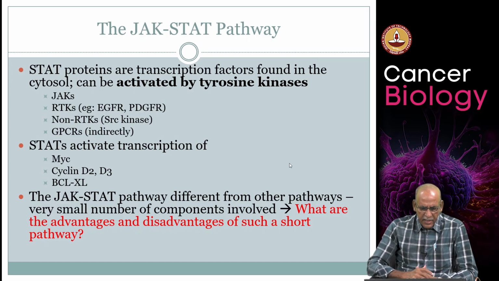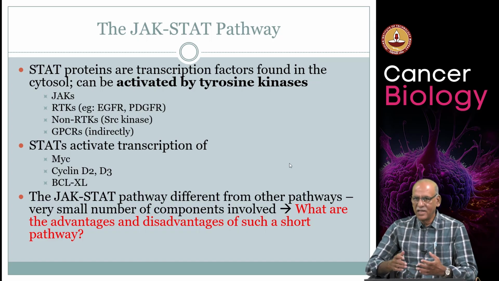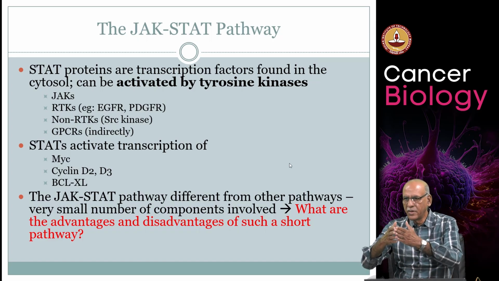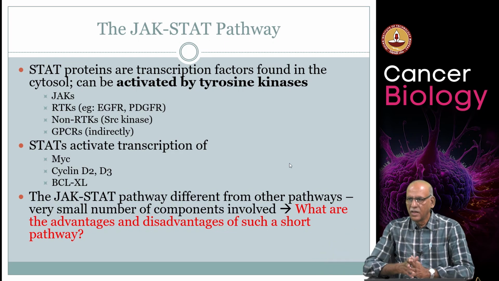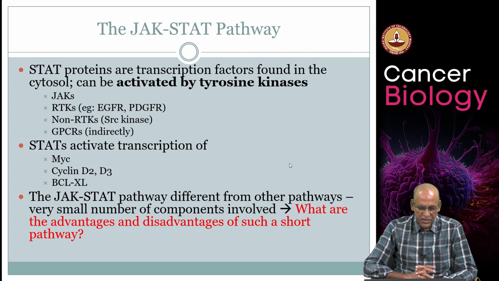And they can be activated by GPCRs also indirectly. So, that means they are one component of the signaling pathway of GPCRs, that is what STAT. So, STATs are very important. They can be phosphorylated by JAKs, receptor tyrosine kinases, non-receptor tyrosine kinases such as SRC and GPCRs.